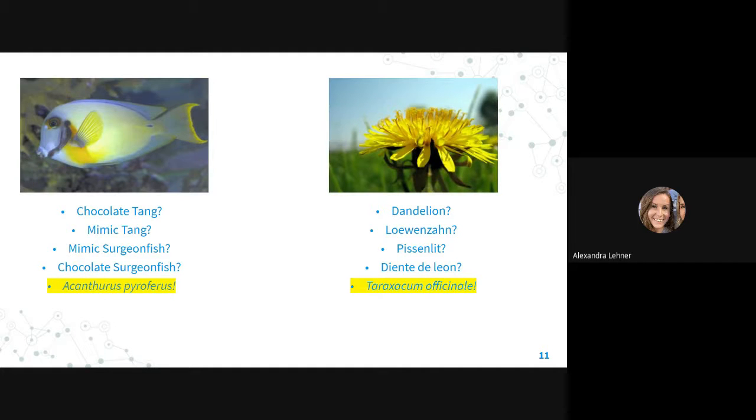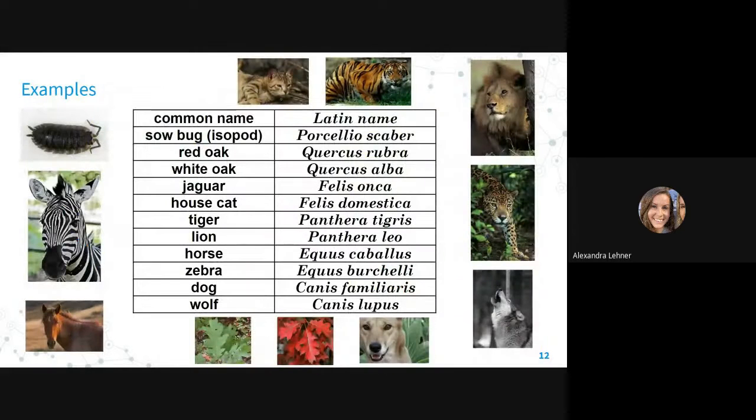So here we have two examples. We have a fish and a flower. There are different names, as you see, in different countries. There could be chocolate tang, mimic tang, and so on. On the right-hand side, this flower could be a dandelion. It could be a pissenlit. The common name is something that we call it in the everyday. The Latin name is the derivative for the scientific name.